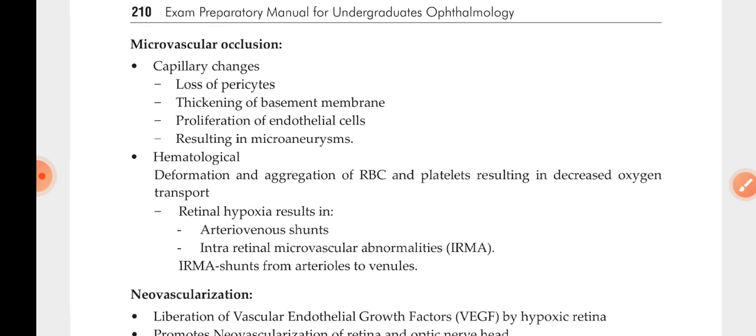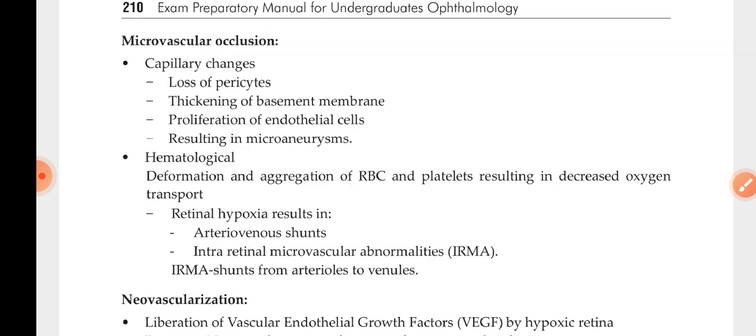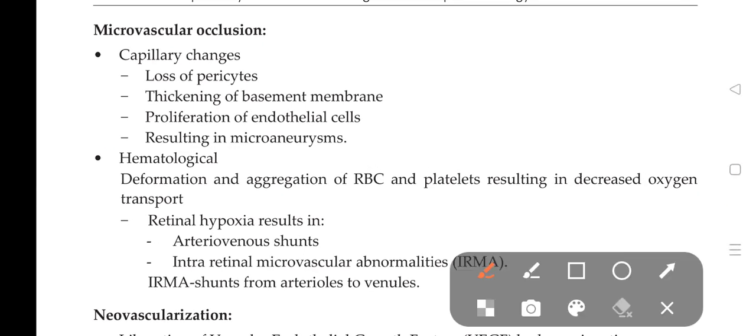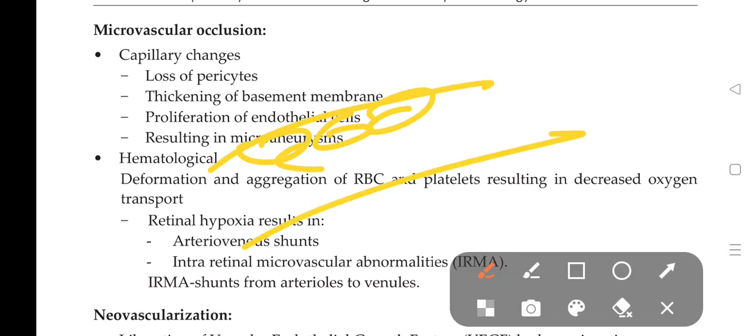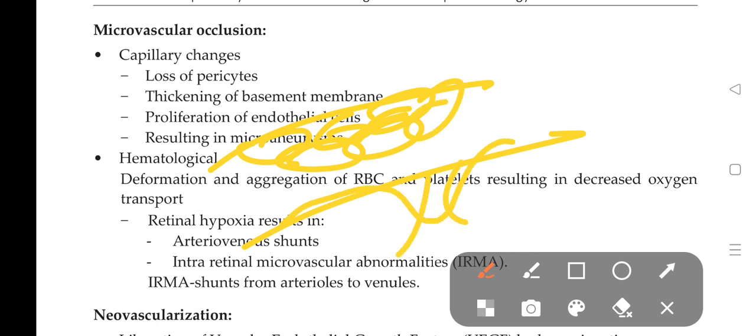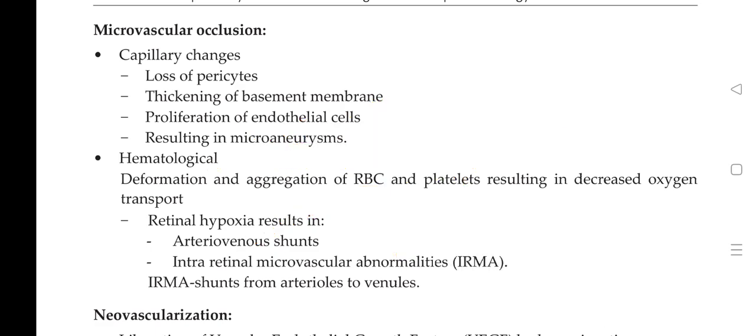After microangiopathy, next is microvascular occlusion. First is capillary changes. Capillary changes are because of loss of pericytes, thickening of the basement membrane, and proliferation of endothelial cells, resulting in microaneurysms. First pericytes are lost. That's why there is endothelial proliferation. The endothelium proliferates, and as pericytes are lost, there is microaneurysm. This ruptures and there are small microaneurysms. And the basement membrane gets thickened.